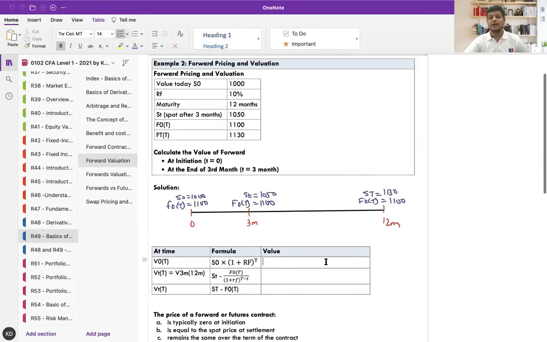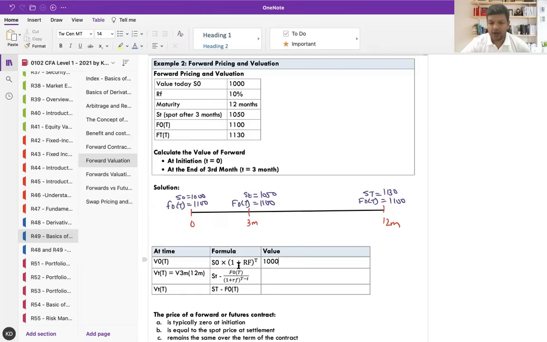Now, what is the value? How do I find the value? What is the spot price now? 1000. Clear. Now, 1000 is the price now, but of that 1000, what do I have to do? I have to, if I settle the contract today itself, how much will I be paying?